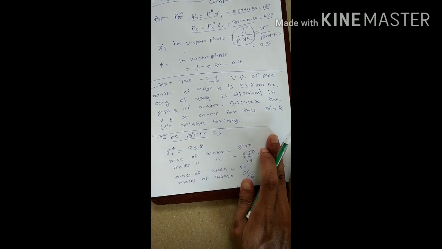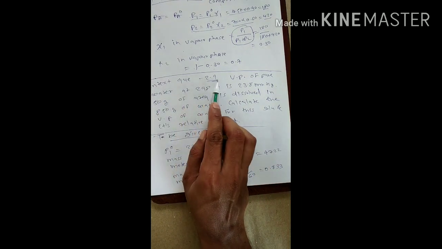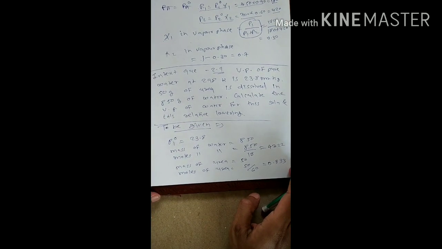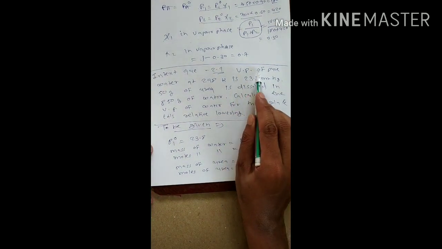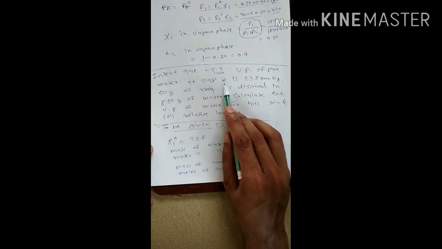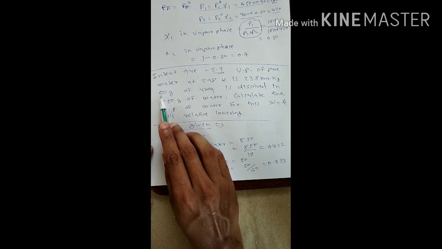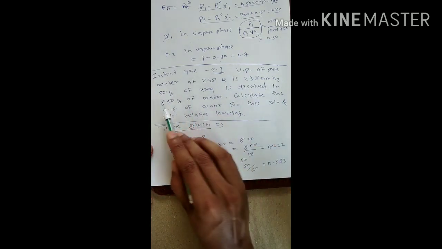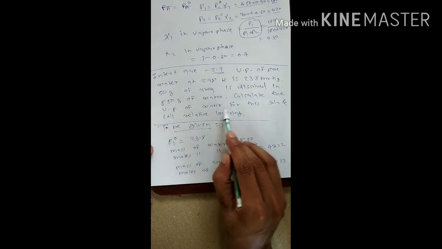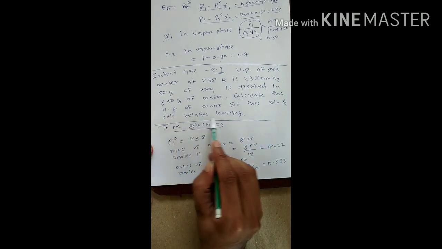Now the next example, that is Intext question number 2.9. First read the question. Vapor pressure of pure water at 298 Kelvin is 23.8 mmHg. 50 gram of urea is dissolved in 850 gram of water. Calculate the vapor pressure of water for this solution and its relative lowering.